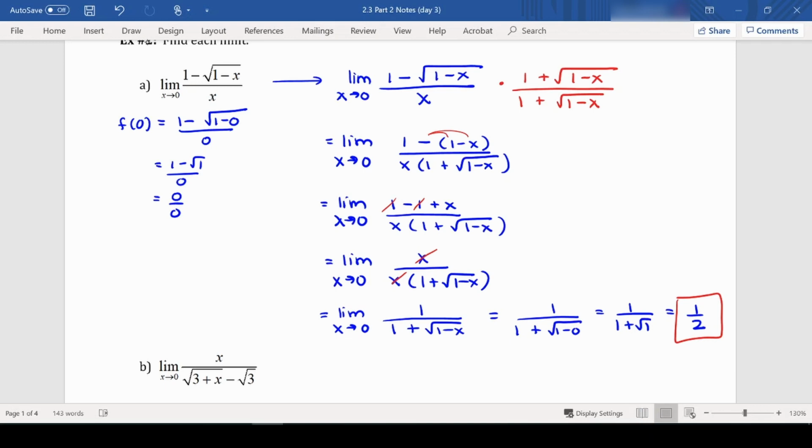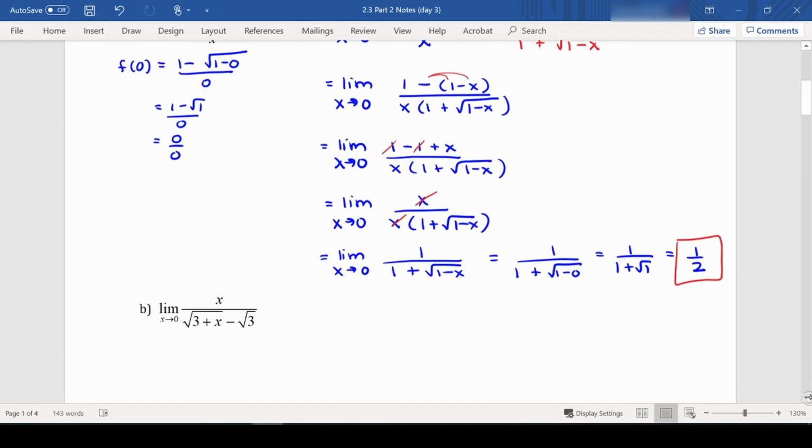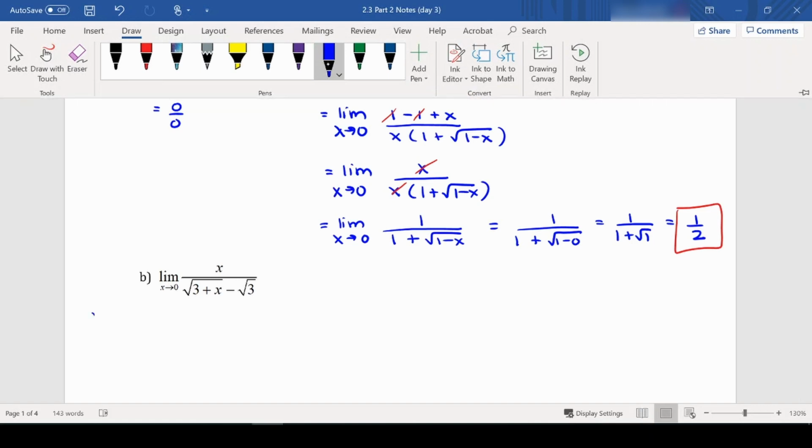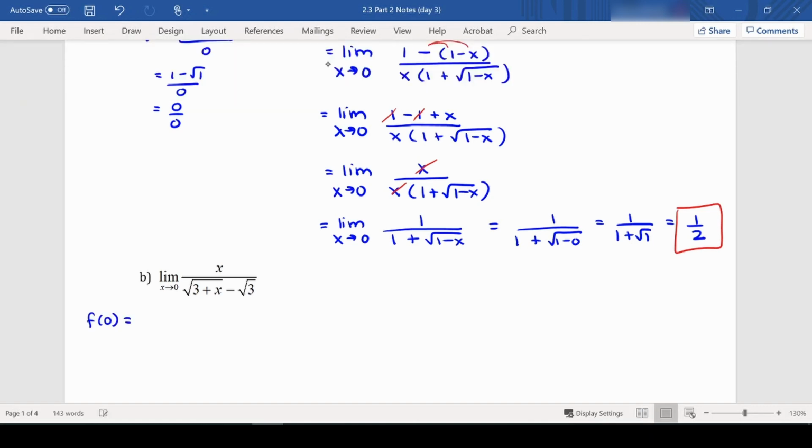So as soon as you see a radical, if you direct substitute and you get 0 over 0, you need to multiply by the conjugate. Then you can try direct substituting again. So again, for example, if I try this one here, I do f of 0, I get 0 over 0 on the top right now.